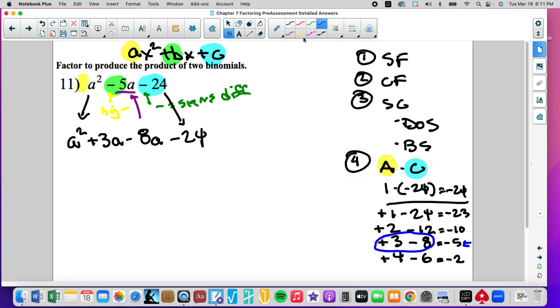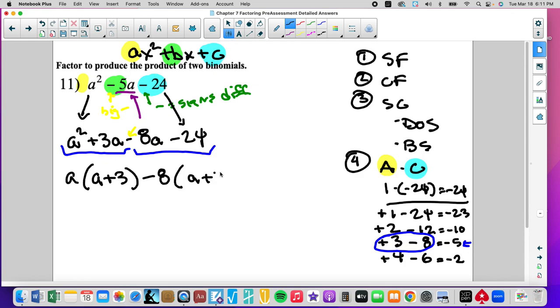And now I'm going to group. I'm going to factor by grouping. I'm going to group the first two and the last two. And now I'm going to look and see what is the greatest common factor of these two terms. That would be a. And that leaves me with a plus 3. And I'm going to factor out what? Well, I have to notice that my first term is negative, so I'm going to factor out a negative 8. If I factor out a negative 8 from these two, I'm left with a plus 3.